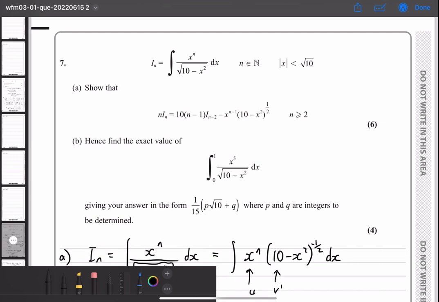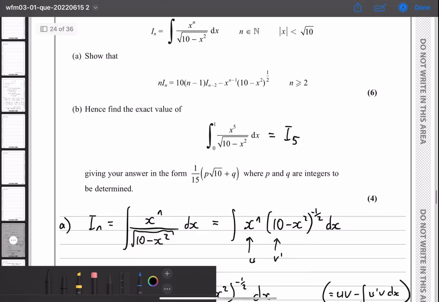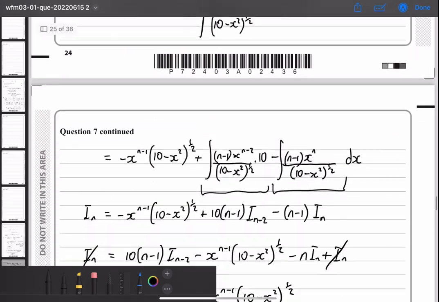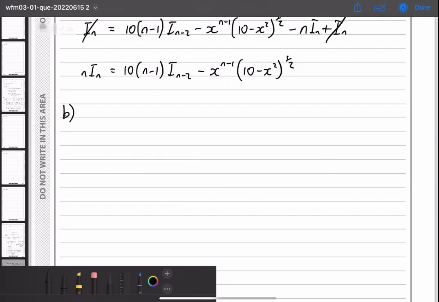Now we need to apply it to find the exact value of this integral, which is I5, evaluated at 0 and 1. And we know what form it should be in, so I'll double check that matches when we finished. So this is part B. And we need I5 evaluated at 0 to 1.